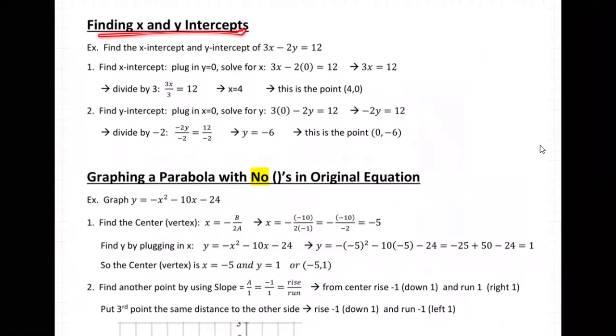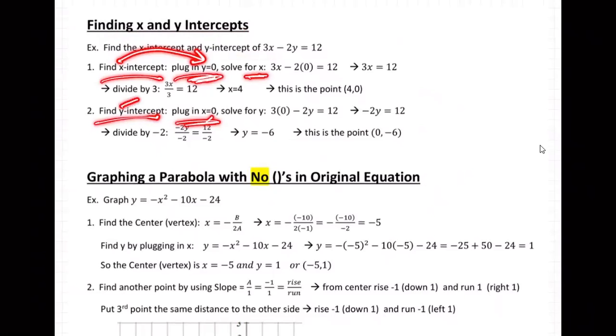This is for any equation, anytime. To find an x-intercept, you plug in y equals 0 and solve for x. To find a y-intercept, plug in x equals 0. So you see how you just plug in the opposite letter 0. To find an x-intercept, you let y be 0. To find a y-intercept, you let x be 0. You let the opposite letter be 0.